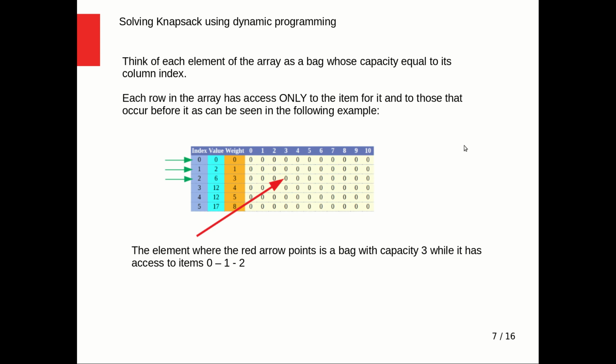Thinking of each element of the array as a bag means that we can start filling each element one by one from left to right for each row, always using either the current item of the row we are in or the items above us, never the items that are going to come later as we increase the row.